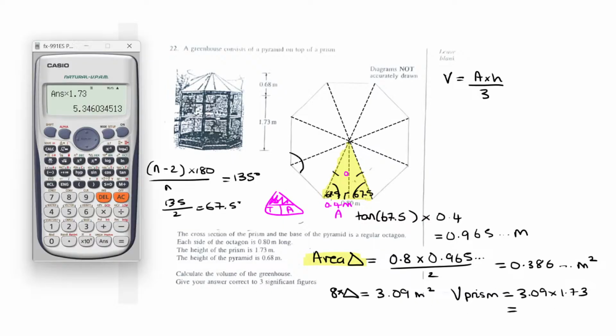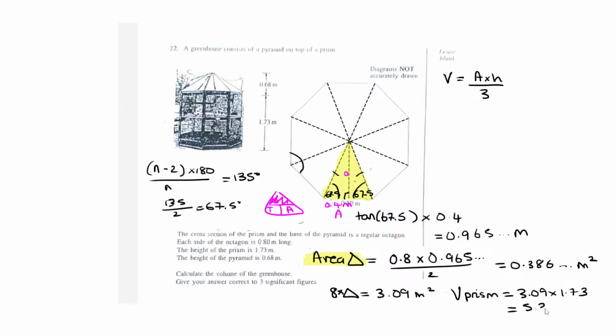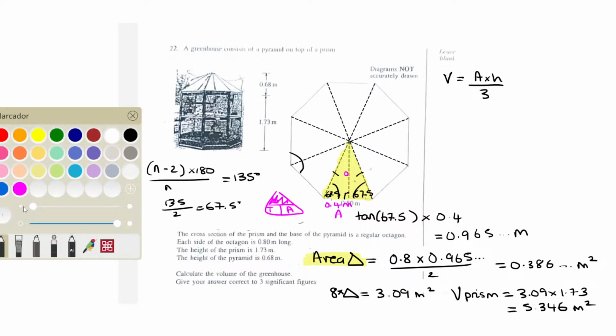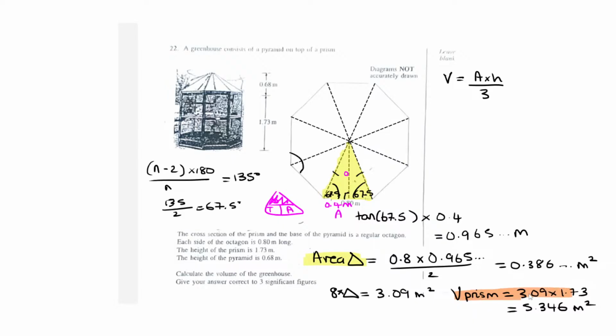What number was that? I've already forgotten. 5.346. Right, okay, 5.346. I don't know if you can still see that, hopefully, just about. So that's the volume of the prism, so maybe I'll highlight that just so I remember. This is one of them, isn't it? Now the only thing missing is the volume of the pyramid.